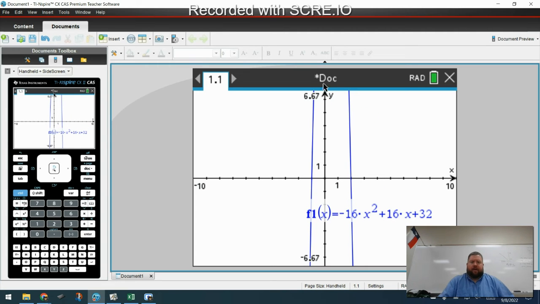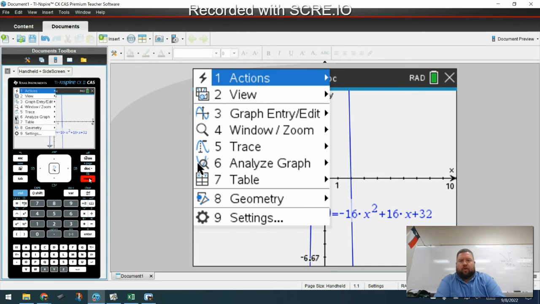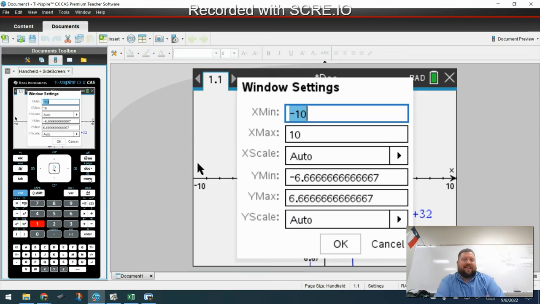I would like to be able to see my vertex, which is going to be up here somewhere, right? The diver's going up and then down. And I don't want my x-axis to go very far to the left. In fact, I can start at 0 since t is positive for this problem. So I'm going to go to menu, then window, zoom, and window settings. You could zoom in, zoom out, but I like to just do my settings myself.